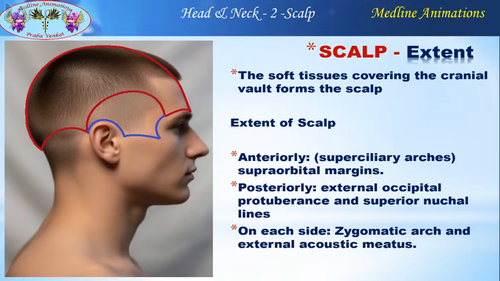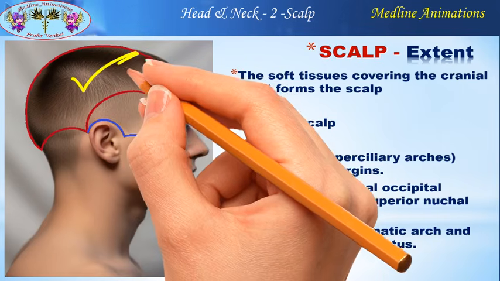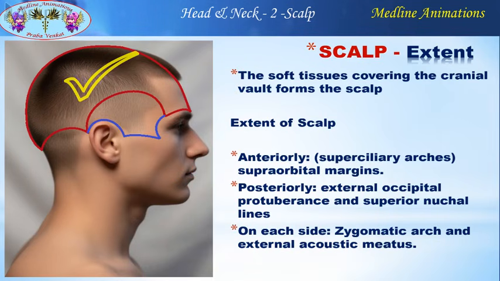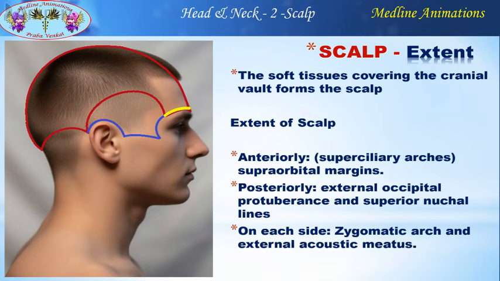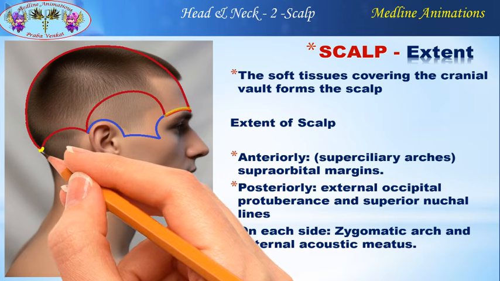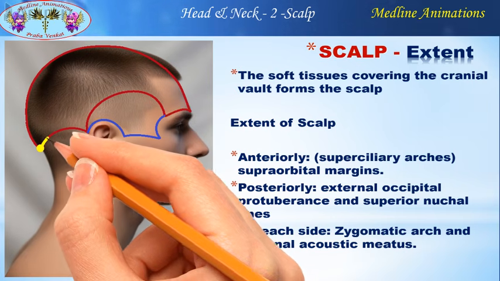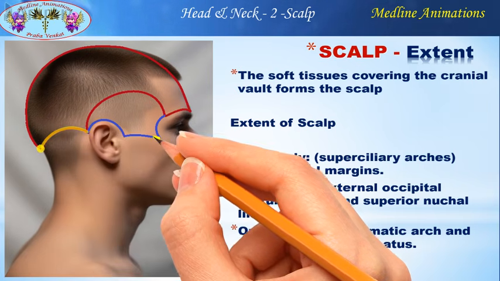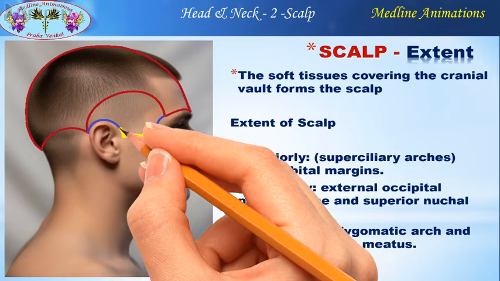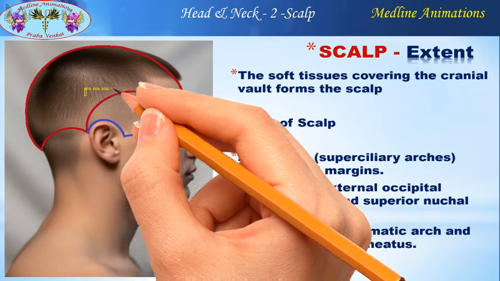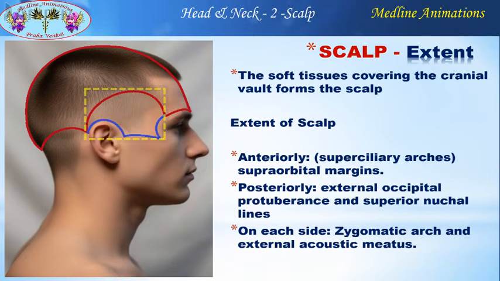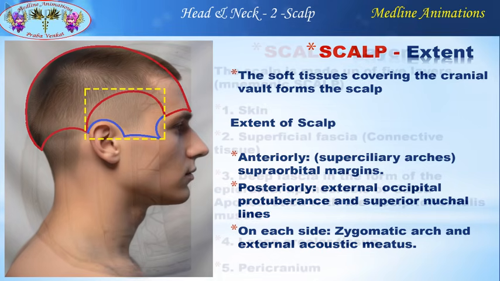Let's define the scalp first. The soft tissue covering the cranial vault forms the scalp. Let's see the extent of the scalp. The scalp extends anteriorly to the superciliary arches and supraorbital margins, posteriorly to the external occipital protuberance and superior nuchal lines, and on each side to the zygomatic arch and external acoustic meatus. The temporoparietal fascia, the extension of the epicranial aponeurosis, extends from the superior temporal line to the zygomatic arch.